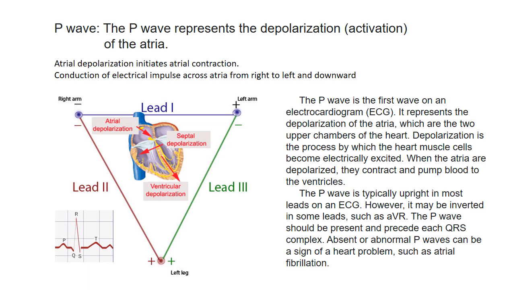Depolarization is the process by which the heart muscle cells become electrically excited. When the atria are depolarized, they contract and pump blood to the ventricles. The P wave is typically upright in most leads on an ECG. However, it may be inverted in some leads, such as AVR. The P wave should be present and precede each QRS complex. Absent or abnormal P waves can be a sign of a heart problem, such as atrial fibrillation.